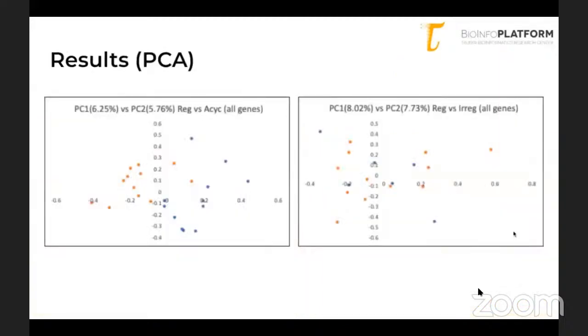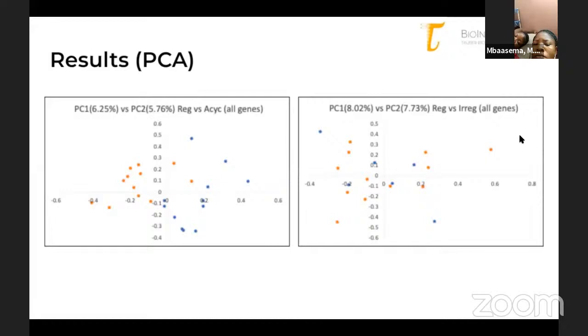And for my results, first of all, I did preliminary PCA between the 6 groups, and I found that there was a divergence between the regular groups and then the groups that were either irregular or acyclic. And so therefore, we then grouped the regular groups, the acyclic groups, and the irregular groups. And then I did PCA. These are the PCA graphs with all of the genes.